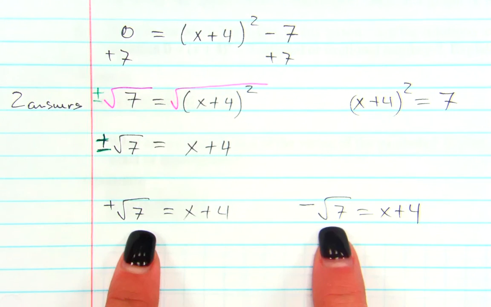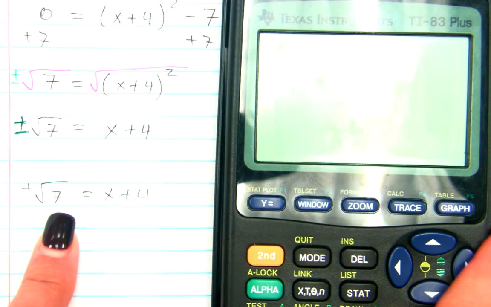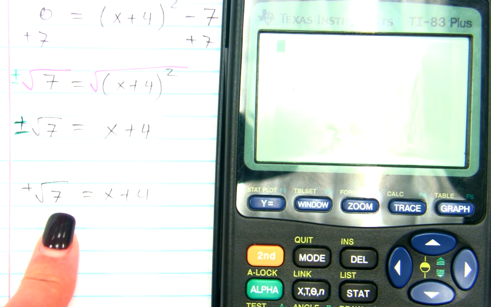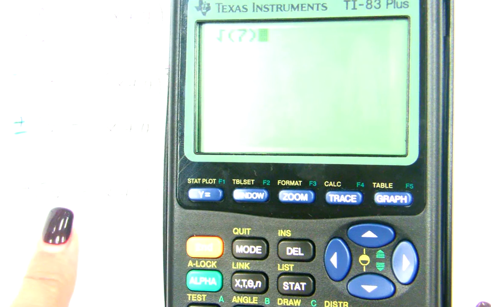Now, the square root of 7 on the calculator is a really weird number. It is obviously irrational because you're not going to find a whole number that, when you multiply it by itself, is going to give you a 7. It's going to be kind of an icky number, but that's okay. We're fine with that.